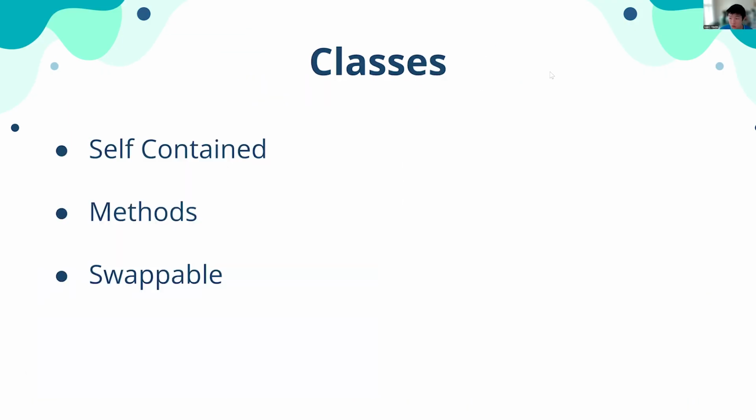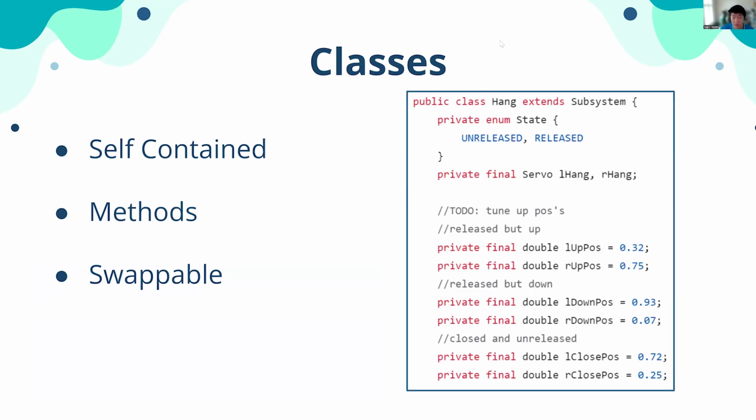Okay, so as Owen has mentioned, classes are the major way that we're going to organize our code. This is because they have several benefits, such as being self-contained. You can see here an example of a class called hang, which represents our hang subsystem on a robot. This class stores the state of the hang, the servos that are needed to run it, as well as the positions of those servos.